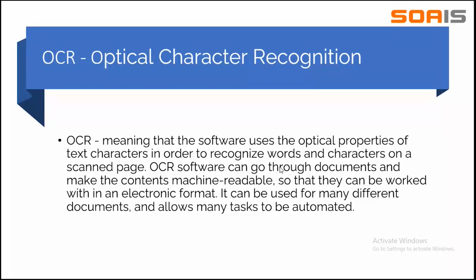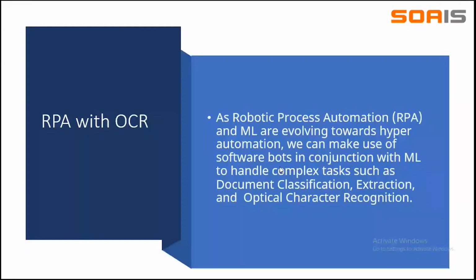OCR means the software uses the optical properties of text characters to recognize the words and characters on the scanned page. OCR software can go through documents and make the content machine readable so it can be worked with in an electronic format. This can be used for many different documents and allows many tasks to be automated. Now we are concentrating not only on automation, but also on the integration of data extraction, validation, normalization, and automation. That is the comprehensive guide of RPA with OCR.